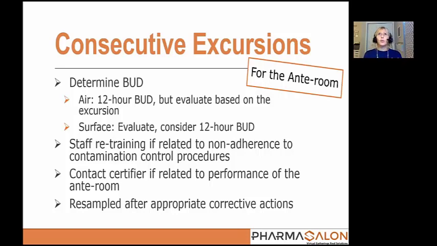Especially if you do some resampling in the buffer room and the primary engineering control and you're not seeing any migration, okay? For surfaces, I would tell you to evaluate the situation again. Maybe you would consider a 12-hour beyond use date, but that's not always the first place to go, because I really don't consider even 2 consecutive excursions to say that you definitively have a trend that you're out of compliance at this point. So more data is better.